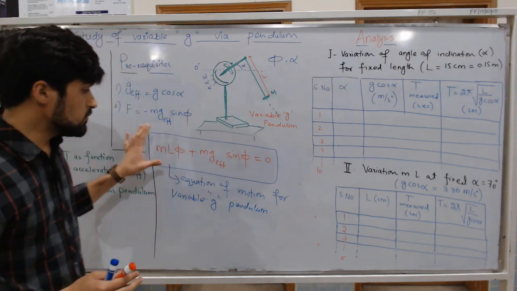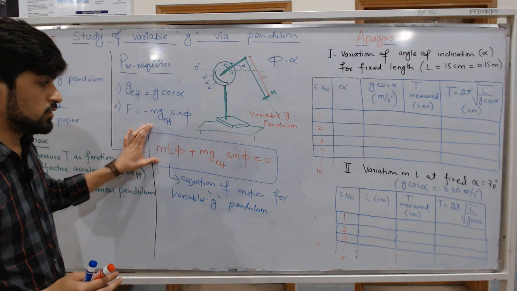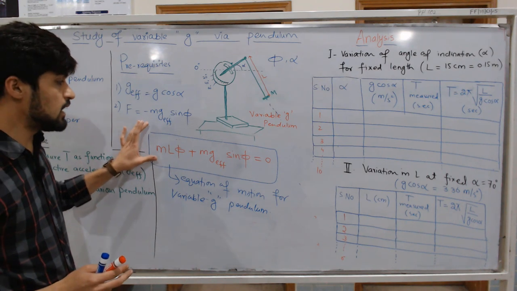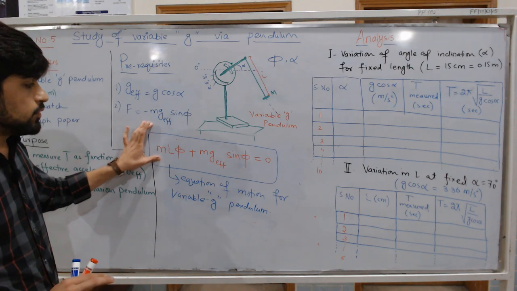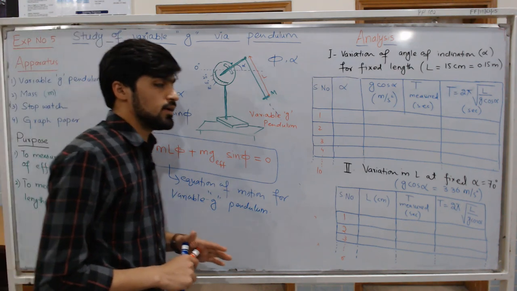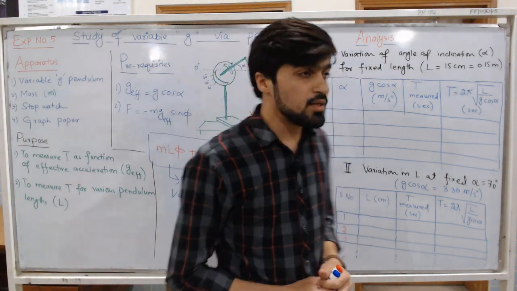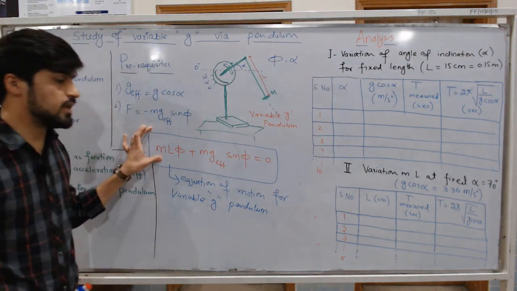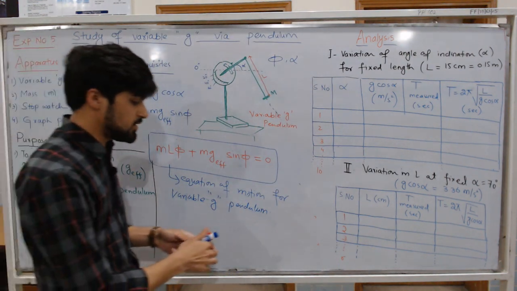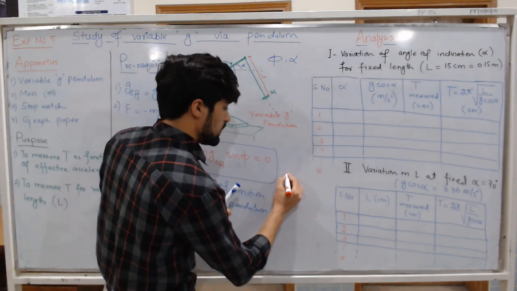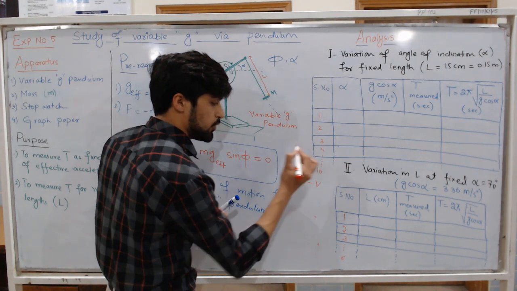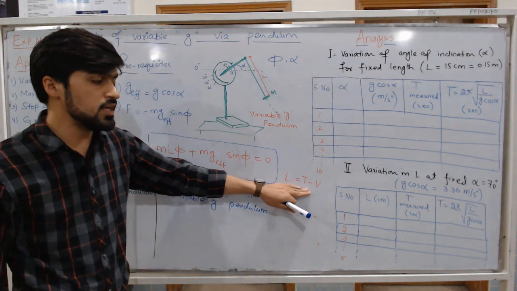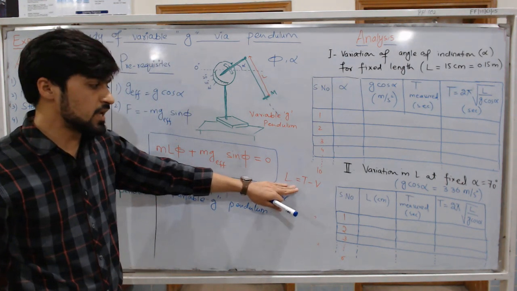Now to derive this equation, which is not part of this experiment, I will be doing it very quickly. To derive this equation, we need to understand Lagrangian mechanics. This equation is derived using the Lagrangian. The Lagrangian is represented by L, and it is the difference between the kinetic energy and the potential energy. So L is equal to T minus V.